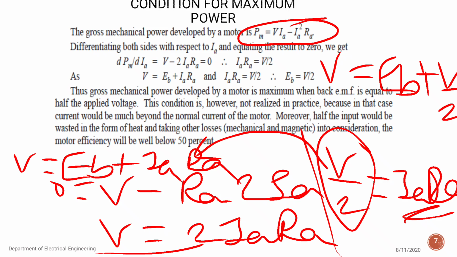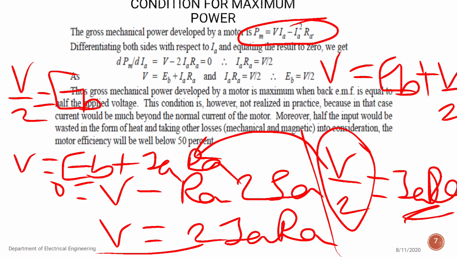Now V is equal to Eb plus V by 2. V by 2 is an addition on the right-hand side, so we shift it to the left-hand side and it becomes a subtraction. Then V minus V by 2 becomes V by 2. So we are left with V by 2 is equal to only Eb. So then what does that mean?